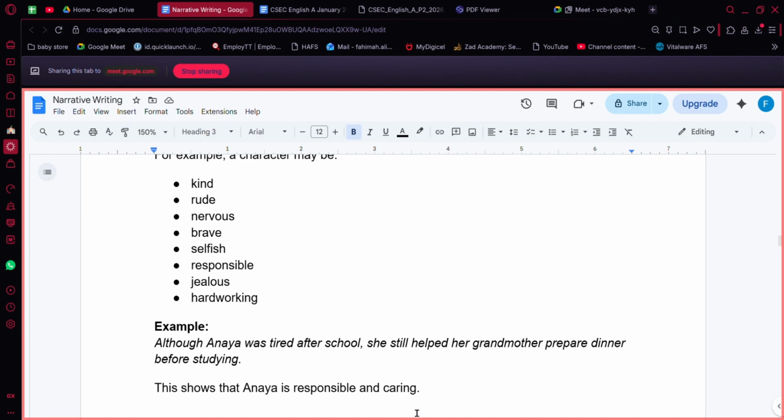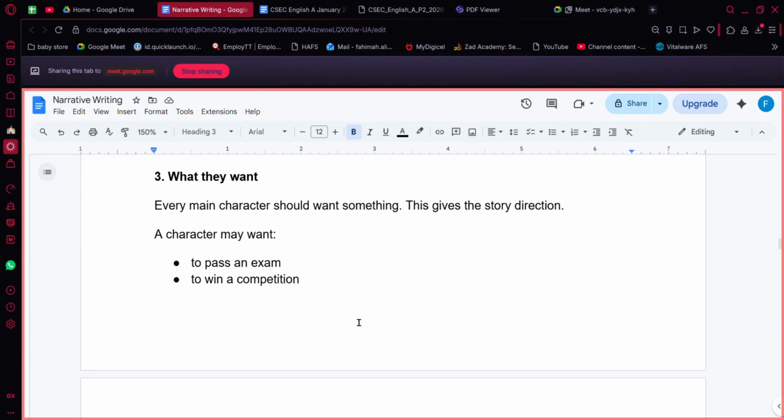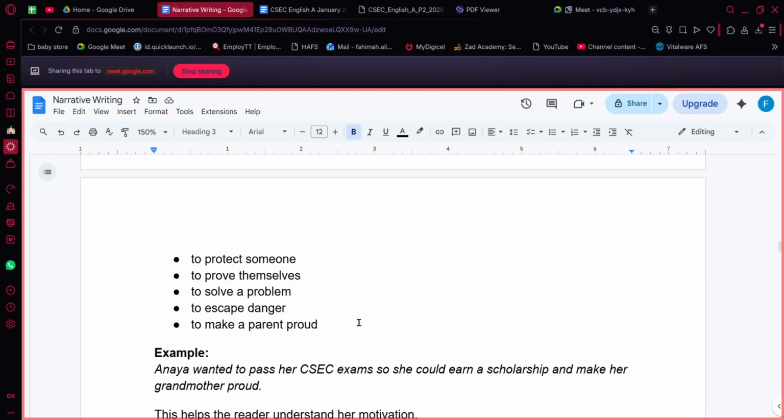Another thing too is that the characters must also want something. The reader must know what the character wants. This gives the story some kind of direction or tells the reader what is going to happen in the story. So maybe the character wants to pass an exam or win a competition. Maybe they want to protect someone or prove themselves to somebody. Maybe they have a problem to solve, or they have to escape some form of danger. Or maybe they just need to make their parents proud.